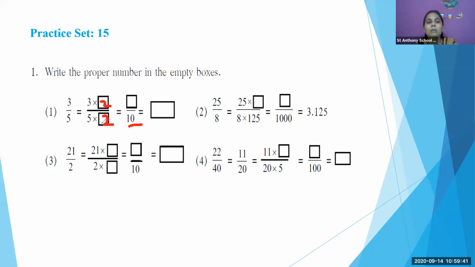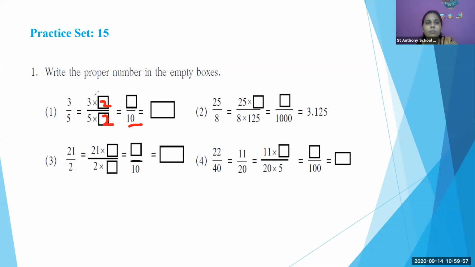So you have to multiply. Whenever you multiply the denominator by any number, you have to multiply. It's very compulsory. When you multiply the denominator by a number, the numerator also gets multiplied by the same number.